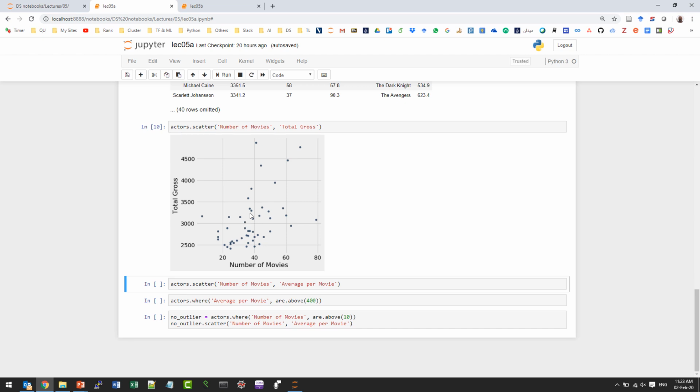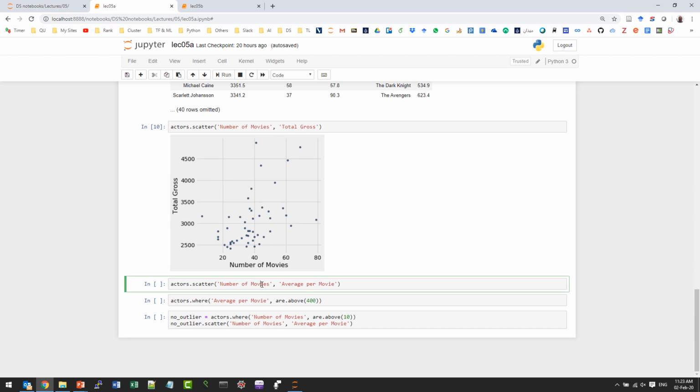It seems to me that the general trend is something like this, right? When the number of movies increases, generally the total gross increases. Of course, it's not the case always. It's not perfect, but the general trend is that. So we can look at it that way.